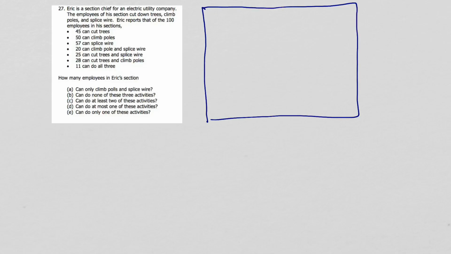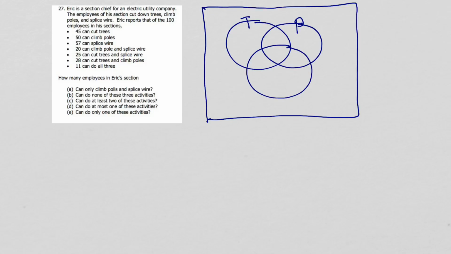So let's start off by writing, you know what, I'm going to write this one pretty big here. So we'll write our universal set. And there's three things going on here. People can cut trees, right? So let's put T for trees. Then there's people who can climb poles. How about P for poles? And then there's people here who can cut wire. How about W for wire?